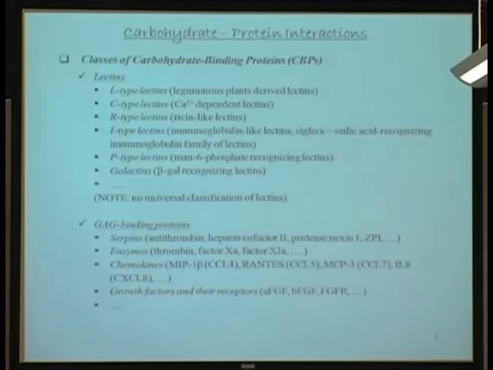I-type lectins are immunoglobulin-like lectins. Lectins that recognize sialic acid are more specifically called Siglecs. P-type lectins are mannose-6-phosphate recognizing lectins, galectins are beta-gal recognizing lectins, and there are more lectins than what we can write here. There is no universal classification of lectins. People tend to put these lectins into various different classes according to what they like, according to the similarities that they have.